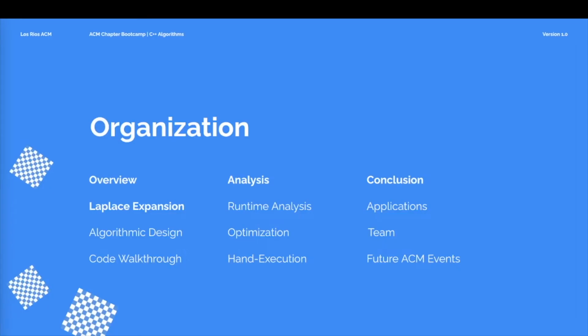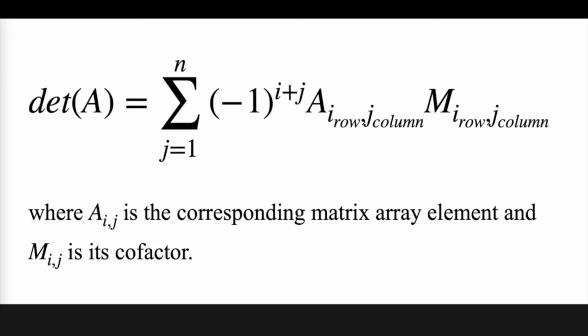Here's an overview of our organization. The Laplace expansion is what we'll cover first. Then we'll look at its algorithmic design. We'll then do a walkthrough of our code. After we do our walkthrough, we'll do a runtime analysis where we look at its complexity. We'll look at ways we can optimize the code that we have at hand. We'll hand execute what we have. And then we'll conclude by talking about applications for different ciphers and further applications of matrices in computing. We'll then look at our team, and we'll look at future ACM chapter events.